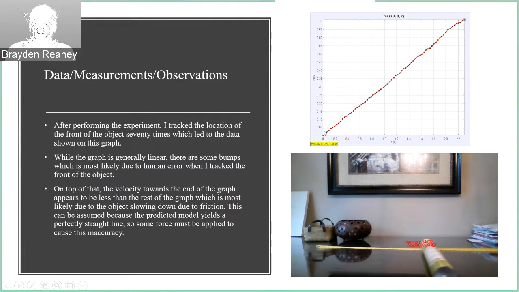While the graph is generally linear, there are some bumps which are most likely due to human error of me tracking its motion and potentially outside forces. On top of that, the velocity towards the end of the graph seems to tail off a little bit, which could be due to the object slowing down due to some outside force like friction. Or this could also be due to, as stated earlier, human error in my tracking, especially with it being a little bit more angled in the video.